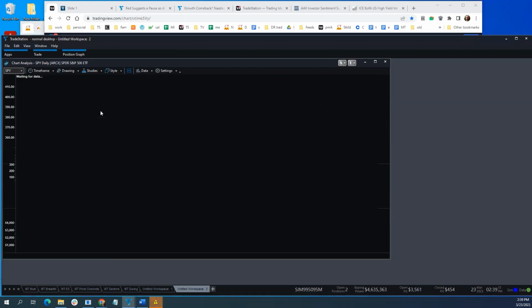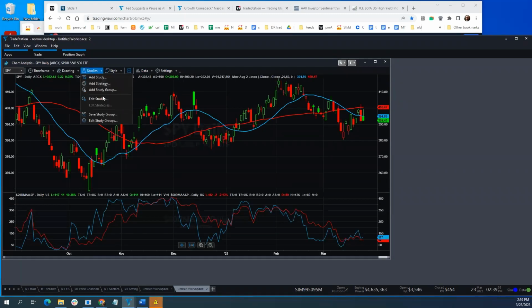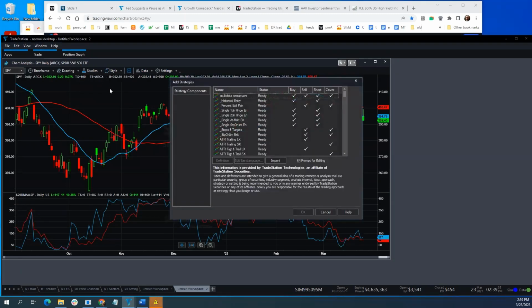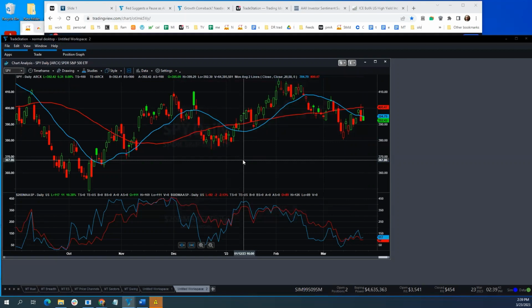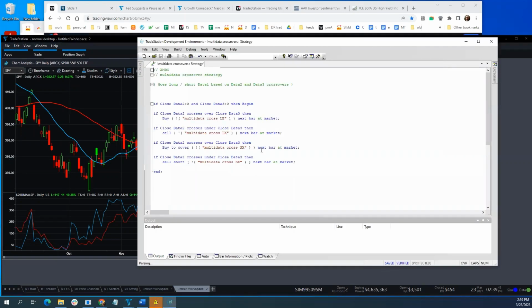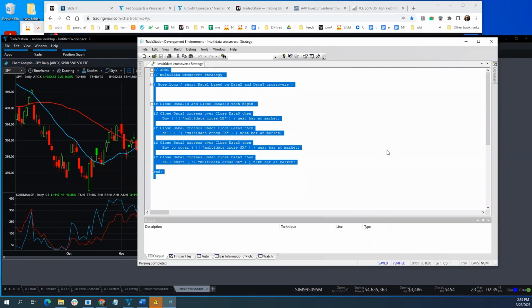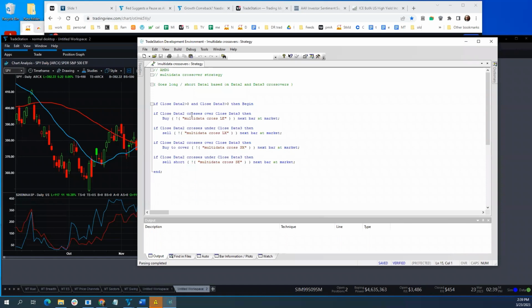All right, so close. Now, I'm going to go to strategies, add strategy, and I have this strategy that I'm going to give to you guys. It's called multi-data crossovers. If you want to see it, edit EasyLanguage. If you can see this, I'm going to put it into chat right now. What it does is that when data 2 crosses over data 3, then buy next bar.